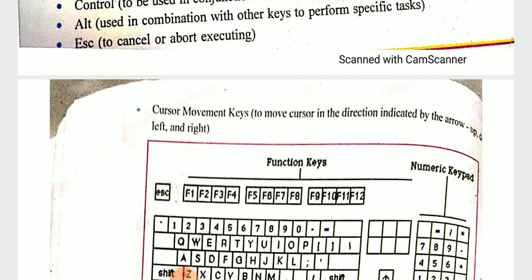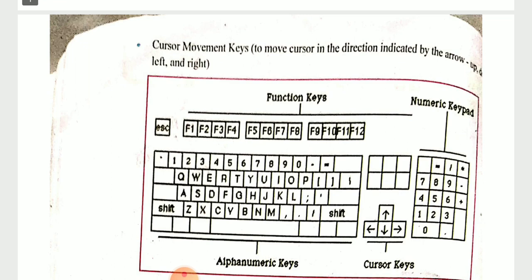It means with the use of the Escape key, we close our document and we move from our current document to our screen. Next, cursor movement keys. To move the cursor in the direction indicated by the arrow: up key, left key and right key.